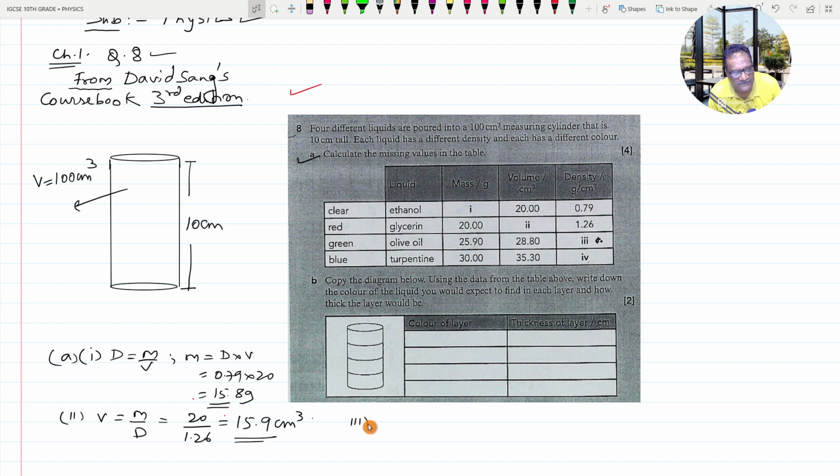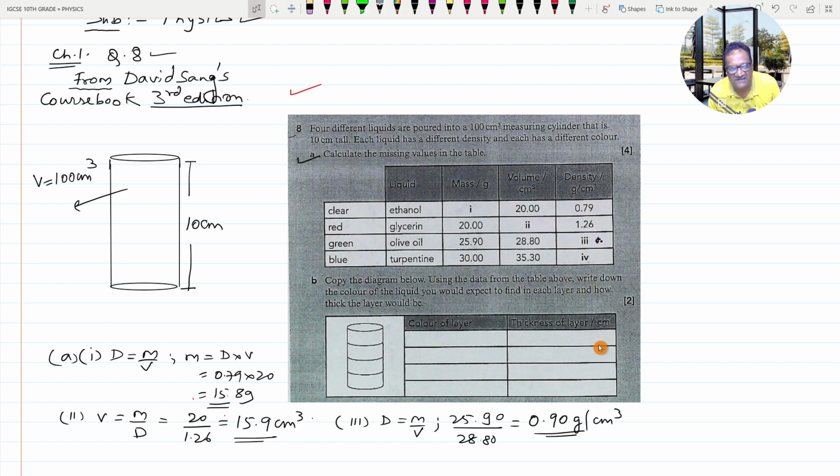Now let us go for the third one. The third one says that you have to find out the density. So density is equal to mass upon volume. In this case, mass is given as 25.90 divided by volume, which is given as 28.80. When you do this on the calculator, 25.90 divided by 28.80, you get 0.90 as the answer. This 0.90 will be gram per centimeter cube. This is the answer for the third one.